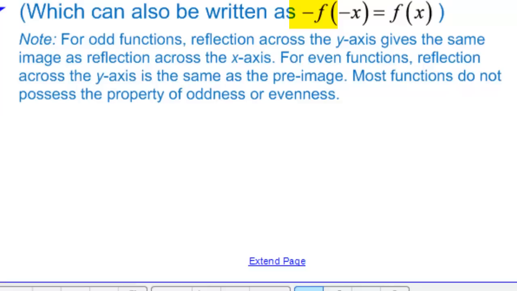Note that for odd functions, reflection across the y-axis gives the same image as reflection across the x-axis. So if I took my odd function and flipped it across the y-axis, I'd get the same thing as if I flipped it across the x-axis. For even functions, as we discussed, if I reflect across the y-axis, you'd never know.